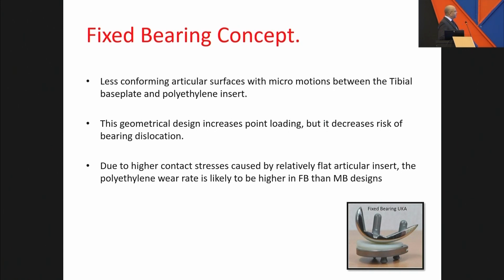So it's less conforming. So a little micro motion between the tibial base plate and the polyethylene. And this geometrical design increases the likelihood of point loading. But once the bearing is fixed, as it flips into place, as you do poly in the hip or you do poly in the tibia for TKR, it just fixes itself. So there is no risk of dislocation. But you have got a flat articular surface and you increase the likelihood of point contact through the arc of motion in weight bearing axis, and then you are more likely to have polyethylene wear.